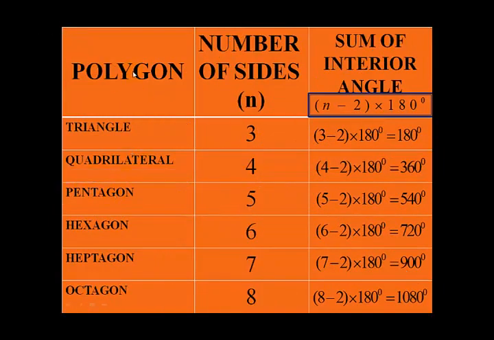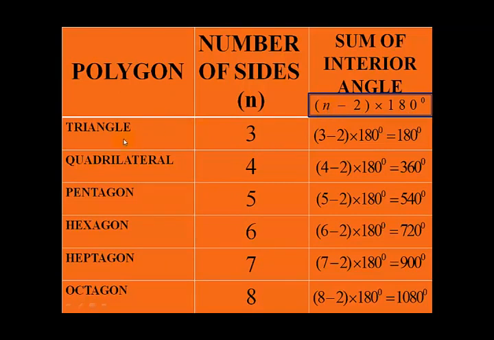Now, let's consider this table. We have the polygon, the number of sides, and we have the sum of the interior angle. Take note that the relation we use in calculating the sum of the interior angle is (n minus 2) times 180, where n is the number of sides.